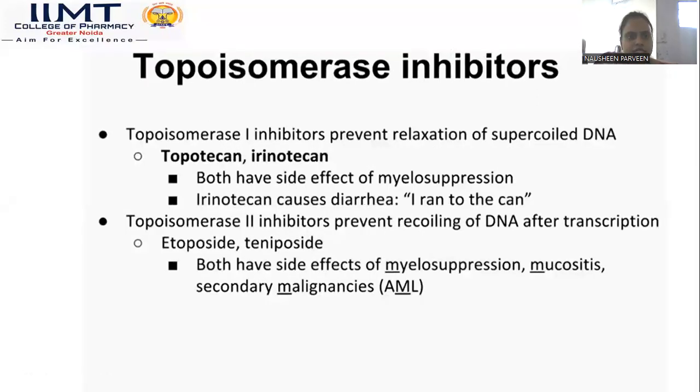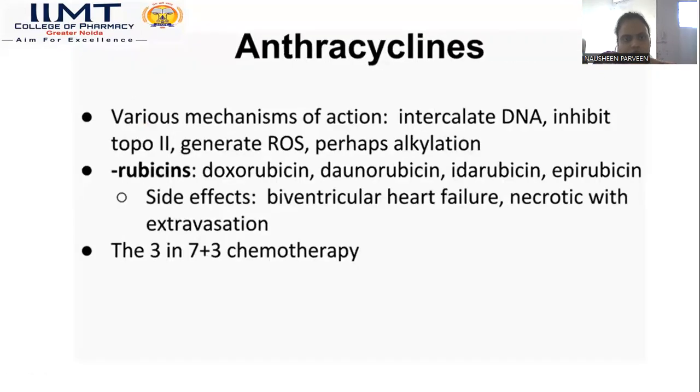Next are topoisomerase inhibitors. Topoisomerase 1 inhibitors prevent relaxation of supercoiled DNA. Example, topotecan. Both have the side effect of myelosuppression. Next, topoisomerase 2 inhibitors prevent recoiling of the DNA after transcription. Etoposide. Both have the side effect of myelosuppression. Anthracyclines have various mechanisms of action: inhibit topoisomerase 2, generate ROS, and perhaps alkylation.